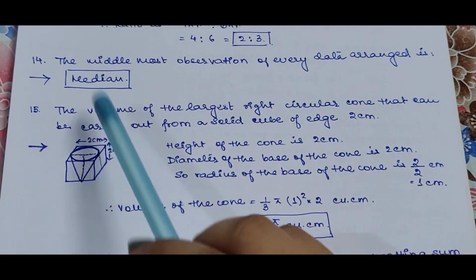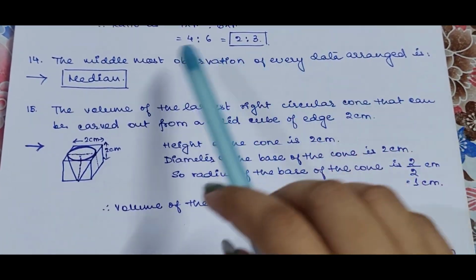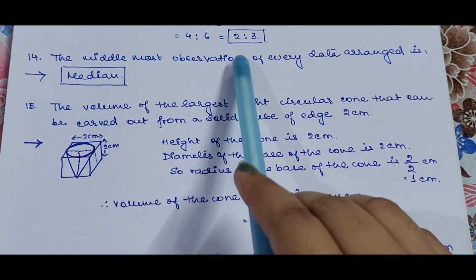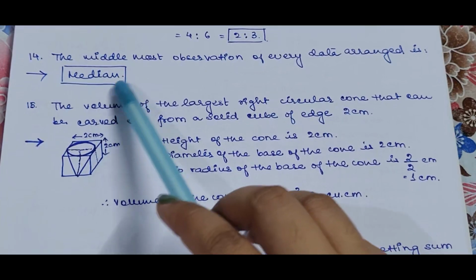Question 14. It says that the middlemost observation of every data arranged. Now, the middlemost observation of every data arranged is known as the median. So, the correct option is median.